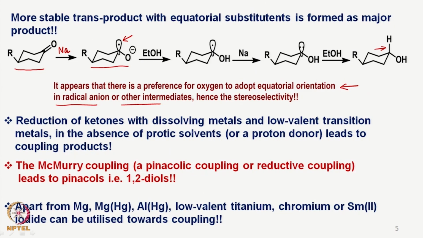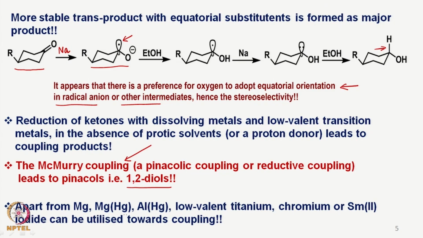Reduction of ketones with dissolving metals and low valent transition metals in the absence of protic solvents or a proton donor leads to a coupling product. This is what we saw when we looked at the magnesium based coupling. Now, there is also a very useful and interesting reaction called McMurry coupling. Basically it is a pinacolic coupling or reductive coupling that leads to 1,2-diols in a very effective manner.